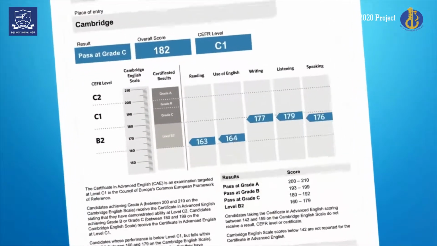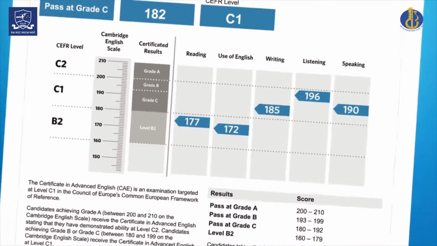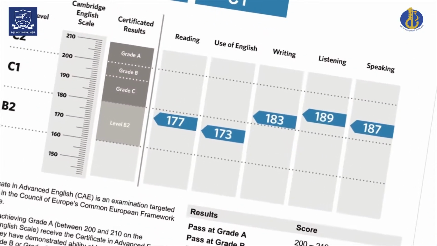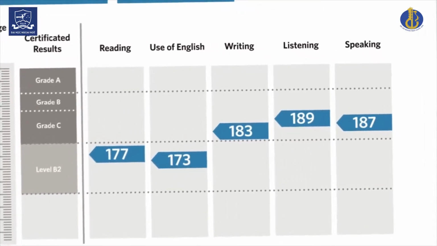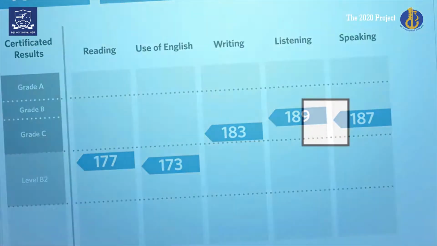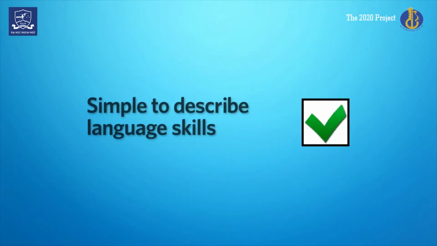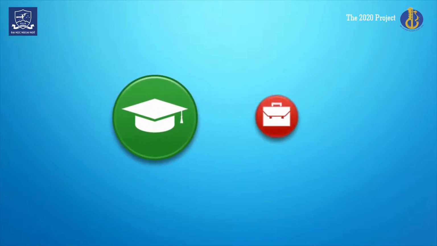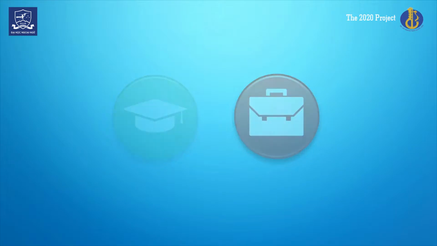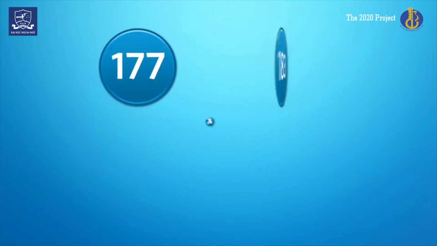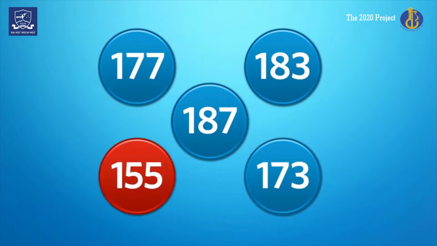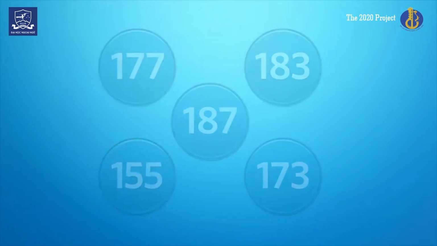Looking at the new statement of results, you can see what the candidate has achieved in each of the different skills, and how their performance in one skill compares to performance in another. These detailed results make it simple to describe the level of language skills needed for university admission or employment. Candidates and teachers also benefit from having better information about performance, making it easier to identify areas for improvement.